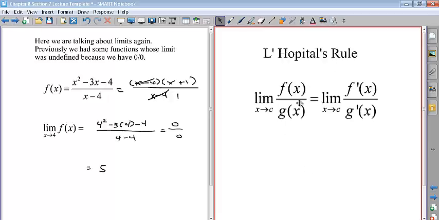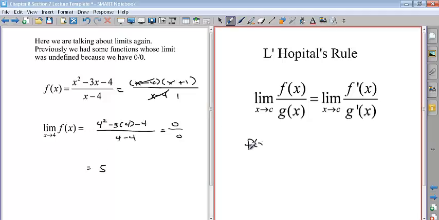So L'Hopital's rule is this: if you have a limit of the ratio of two functions as x approaches c, and you get an indeterminate result, then what you can do is take the derivative of the function in the numerator and divide by the derivative of the function in the denominator, and you take the limit as x approaches c of the ratio of the derivatives instead of the original functions, and that gives you the same result. So let's just look at the previous one, which we know the answer is 5.